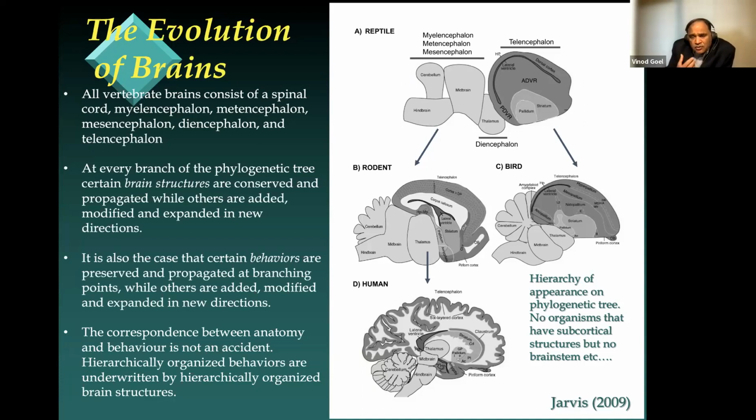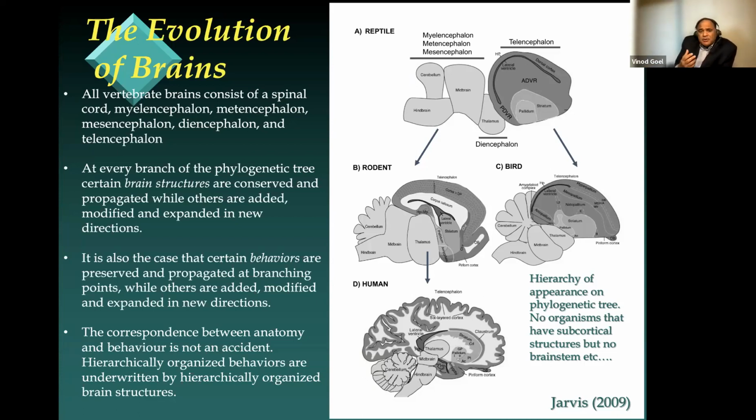So some of the subcortical structures, some of the cortical structures, and they get modified extensively and in different ways. And here you can see from rodents to human, further expansion and modification of them. Now, it's also the case that certain behaviors are preserved and propagated at branching points, while others are added, modified, and expanded in new directions. So again, look at the behavior differences between reptiles and rodents and humans, or humans and birds.